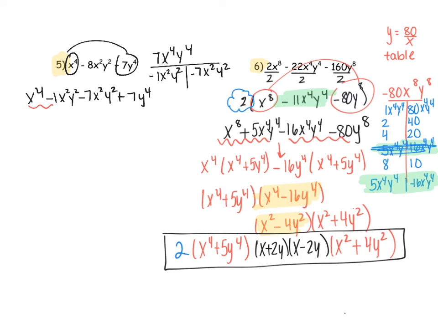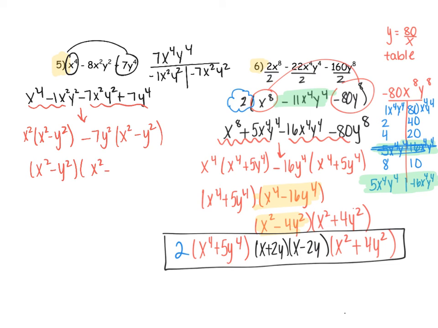So these two are my first two terms, second two terms, and bring down the middle sign. The GCF of the first two terms is x squared. Then I'm left with x squared minus y squared. Then my GCF of my second two terms is negative 7y squared. And I'm left with x squared minus y squared. The x squared minus y squared is my GCF, followed by the x squared minus 7y squared.